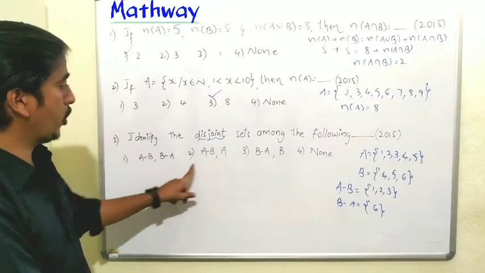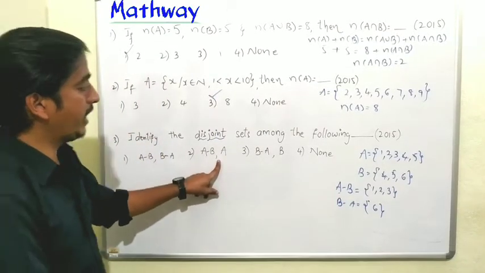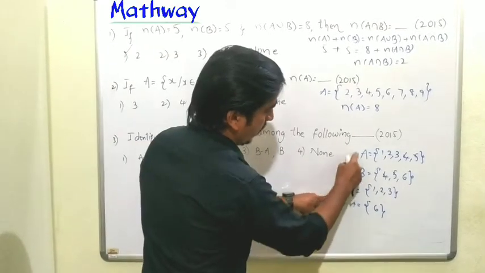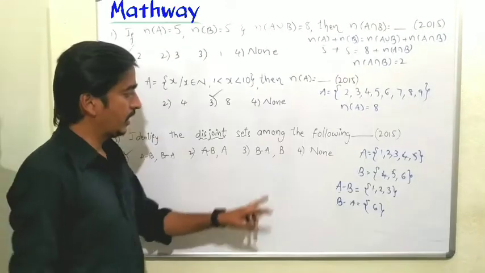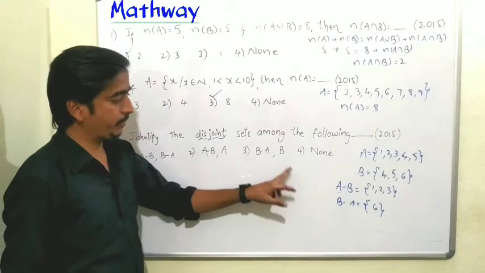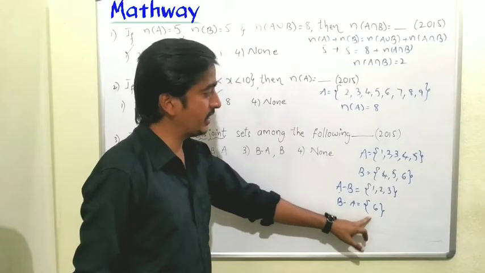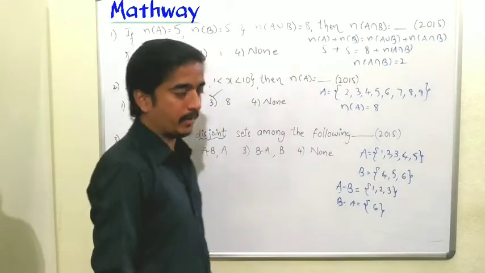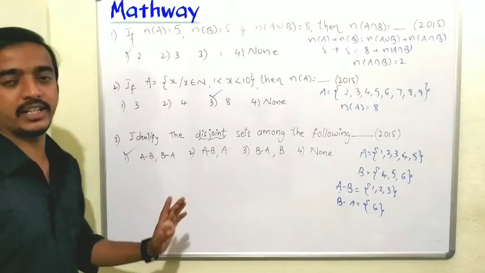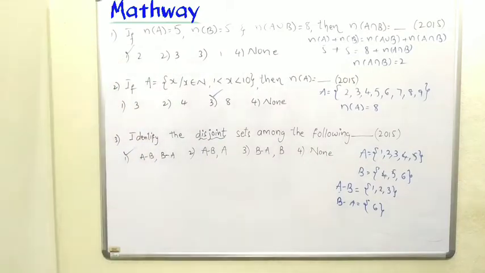But check the remaining options also. A minus B and A. So are there any common elements? Yes, in the third option, B minus A and B. B minus A we got 6, and B is 4, 5, 6. 6 is the common element. So obviously option 1 is the correct answer.